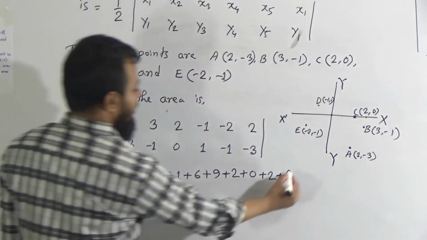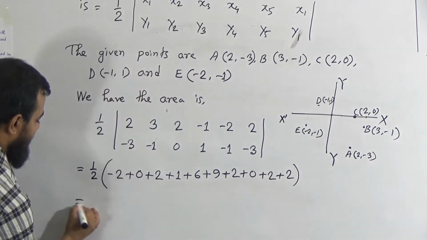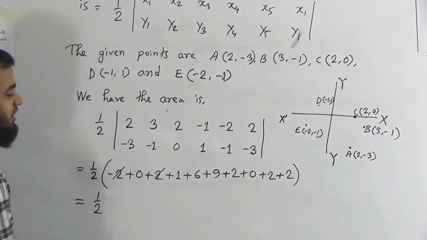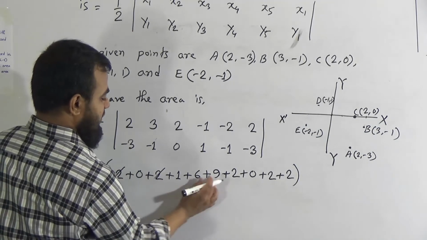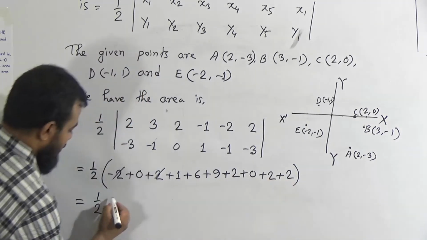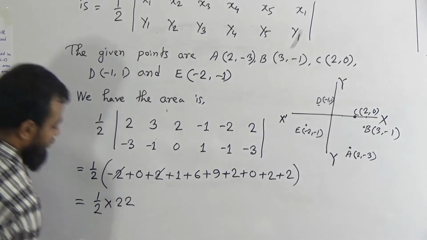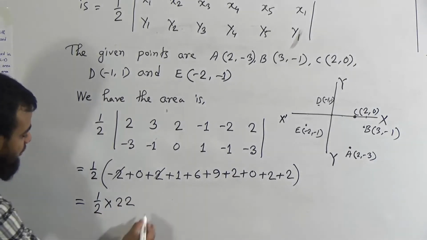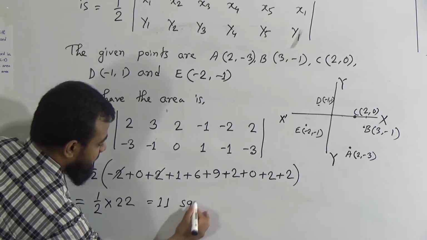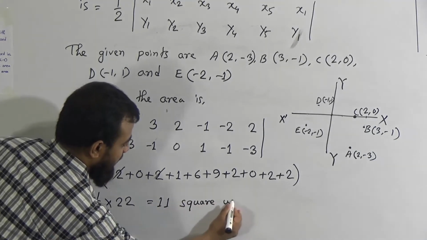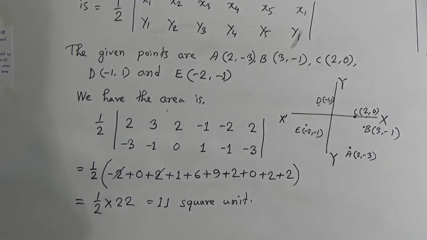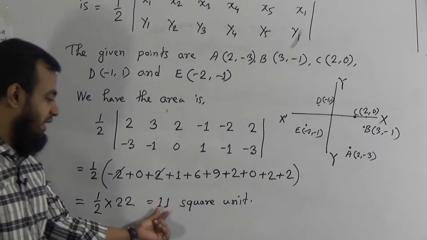Now add all of these, we will get how much? This minus 2 and 2 will be omitted, this half will remain unchanged. Is 6 and 9 makes 15, 16, 17, 18, 19, 20, 22. So it will be half 22. That means if we cut this one, it will be 11 square unit. So the area of the pentagon, that means the polygon, is 11 square unit.